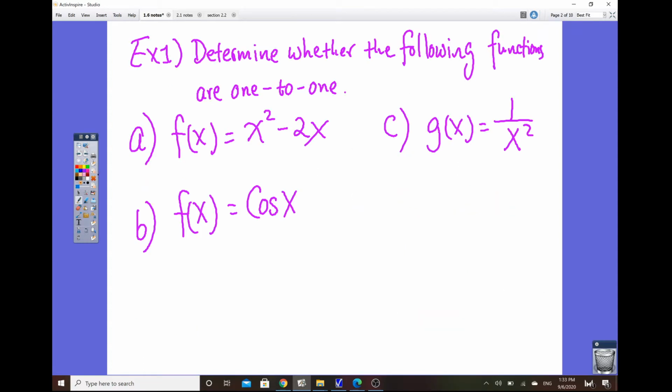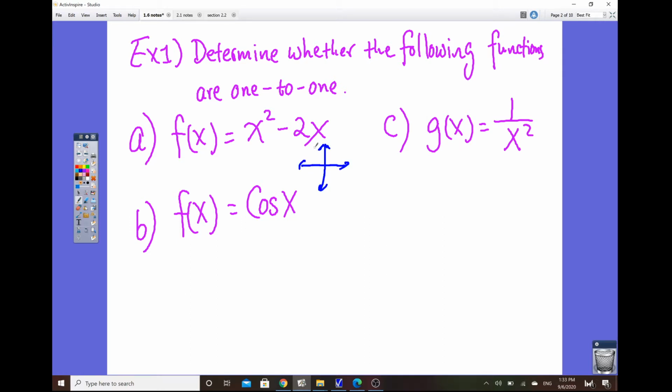So now determine whether the following functions are considered one-to-one. You can always sketch the graph, or you can always just put in the parent function or the parent graph for the function. So this one you don't really have to sketch the actual graph of the function. You can just put in the parent function. The first one, as you may notice, is quadratic. So for quadratic functions, the parent graph is always a parabola.